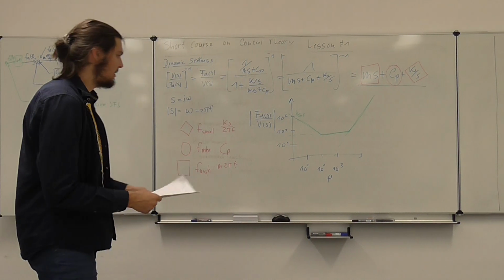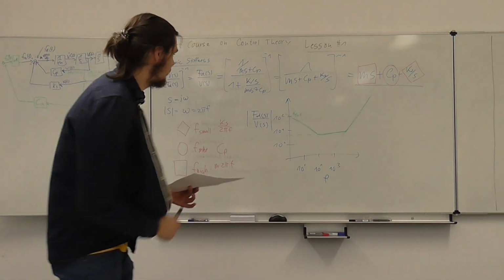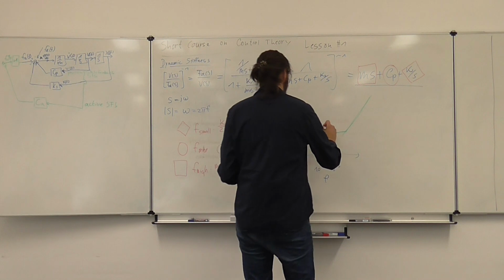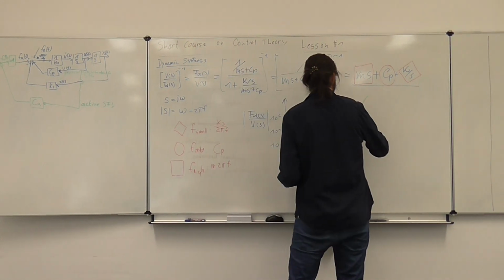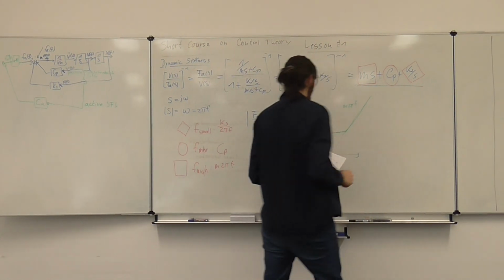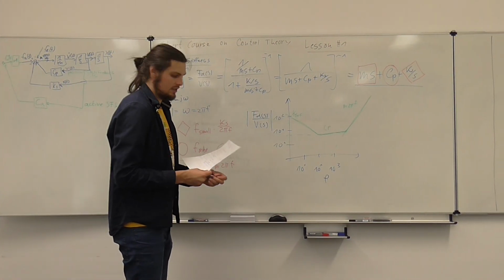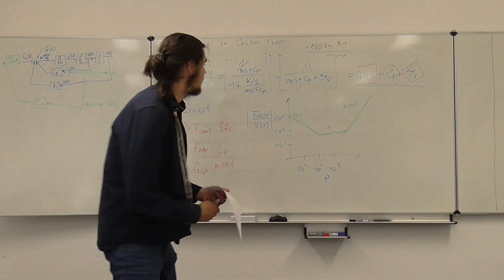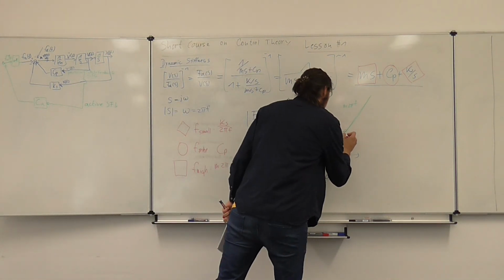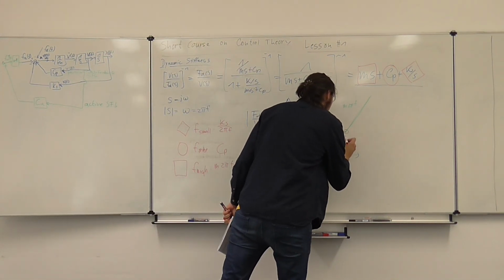And now let's see if we can make physical sense out of this. So first of all, this is Cp, and this is m times 2 times f. So first of all, let's talk about some terms here. We see two things happening here.